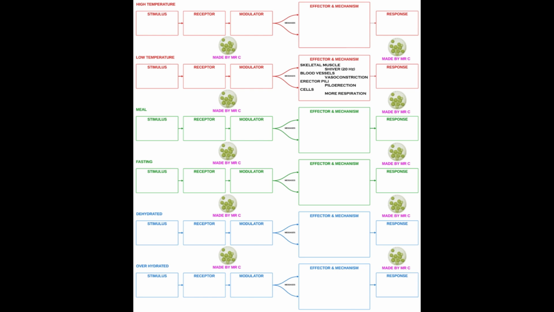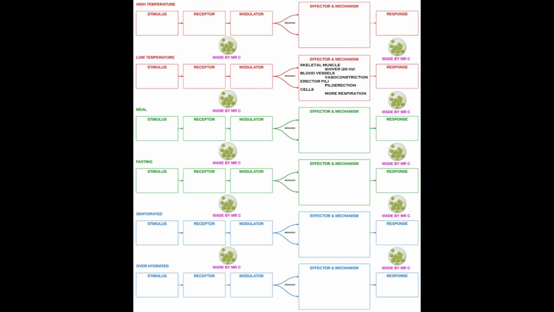The blood vessels vasoconstrict, which means the blood vessels move away from the surface of the skin, and so no extra heat can be lost. The erector pili contract, causing piloerection or goosebumps, which traps air close to the skin, forming a layer of insulation. The modulator also tells the thyroid gland to release more thyroxine. More thyroxine tells the cells of the body to undergo more cellular respiration and generate more heat. And so the response is a higher blood temperature, which directly opposes the original stimulus, and this is negative feedback.